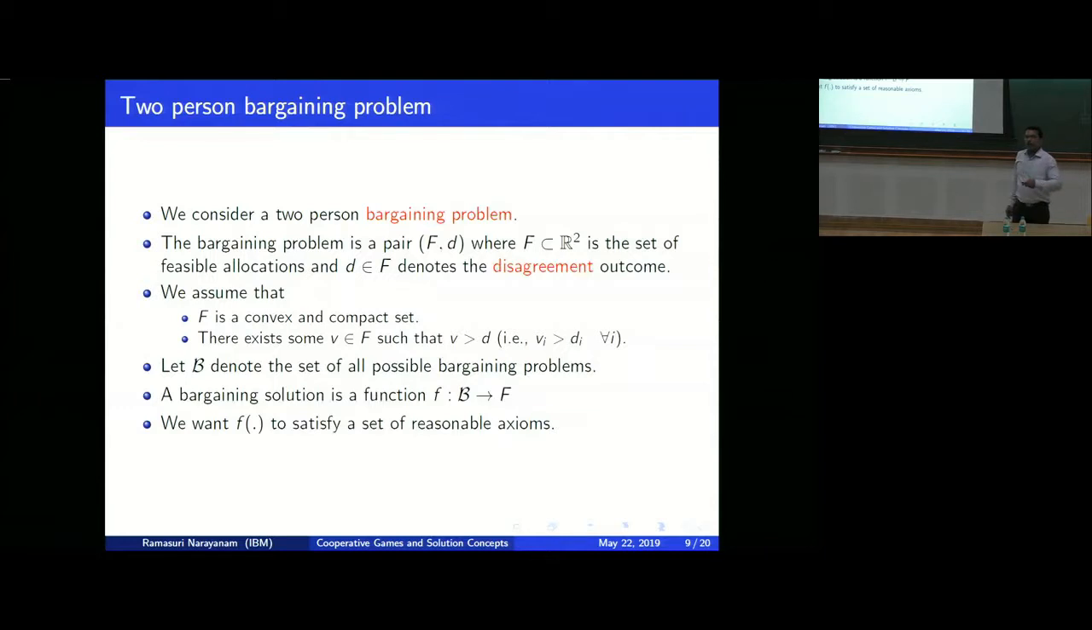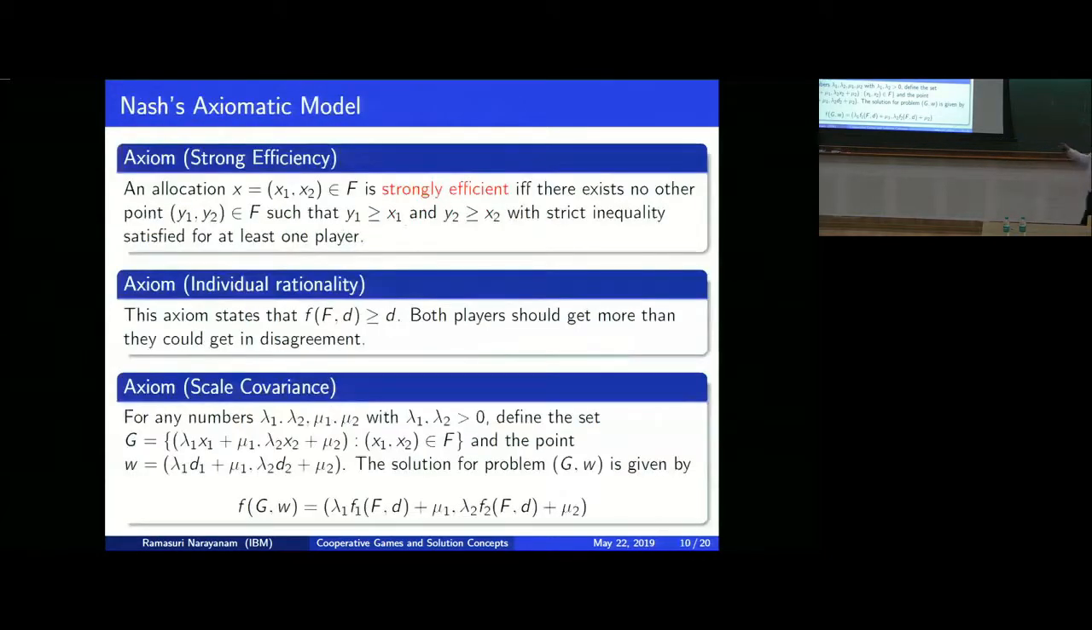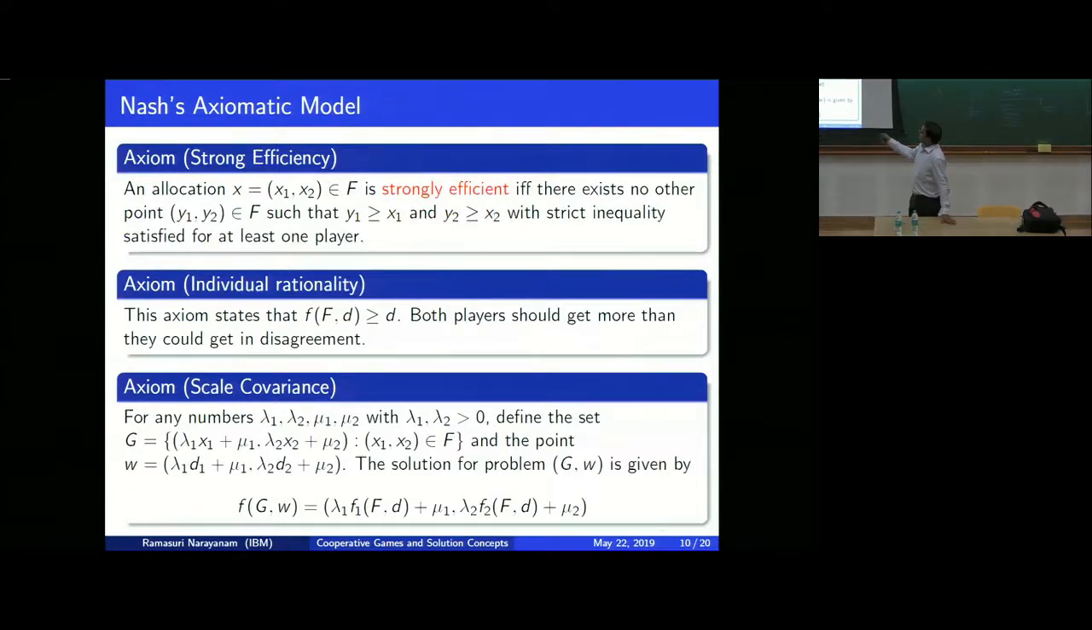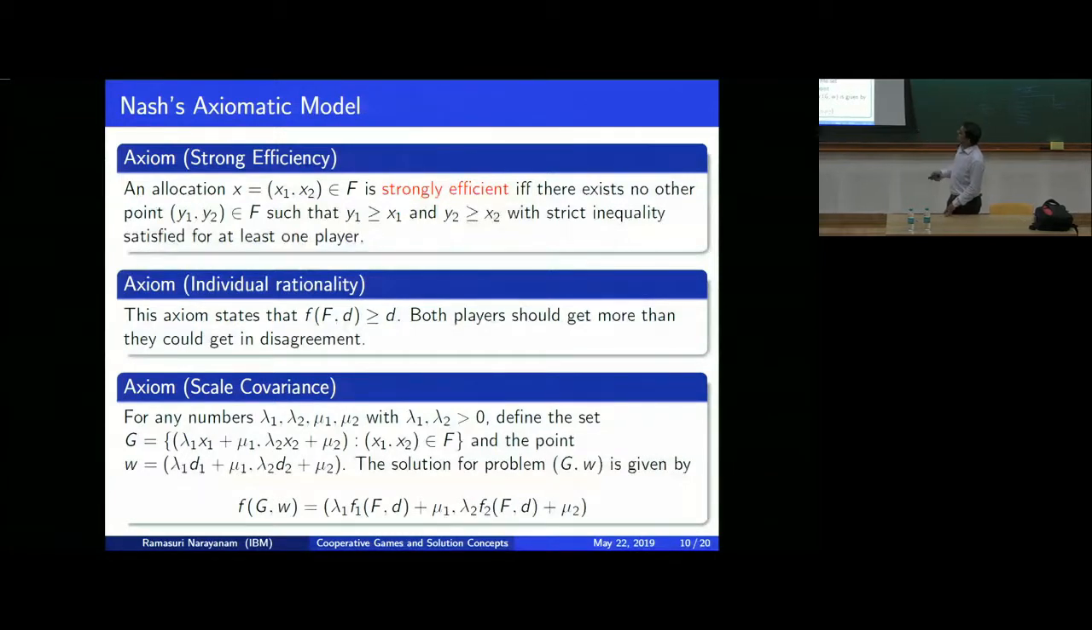Okay. So how to identify that element in F is nothing but the Nash bargaining solution, and the framework will provide a solution to that. Okay. And we want this function f, the bargaining solution, to satisfy some reasonable axioms. So here are the axioms. Very simple. I will not get into this equation, but I will explain what it is, and it is very intuitive also. So the first axiom is strong efficiency.